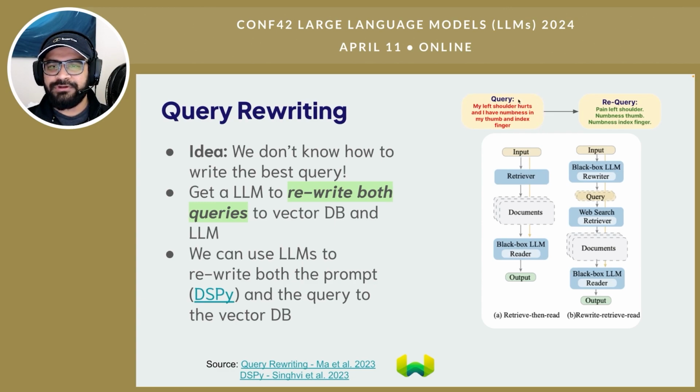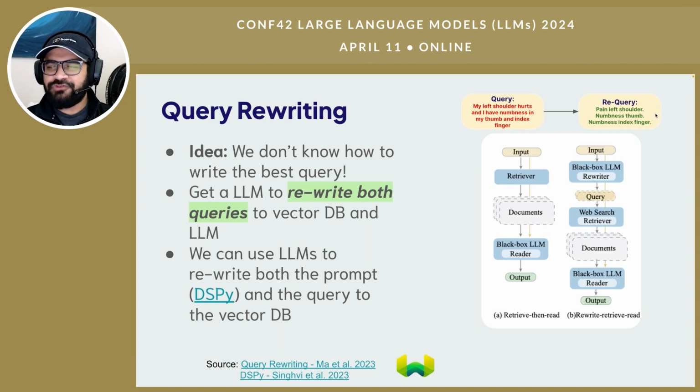My left shoulder hurts and I have numbness in my thumb and index finger. This is what the patient told you, so that's what you try to retrieve articles with. And this is what that framework looks like. We're now going to modify this, and we're going to pass this through a language model, and the language model's job is to rewrite the query so that our vector database can understand it better. So maybe it rewrites this query into this version.